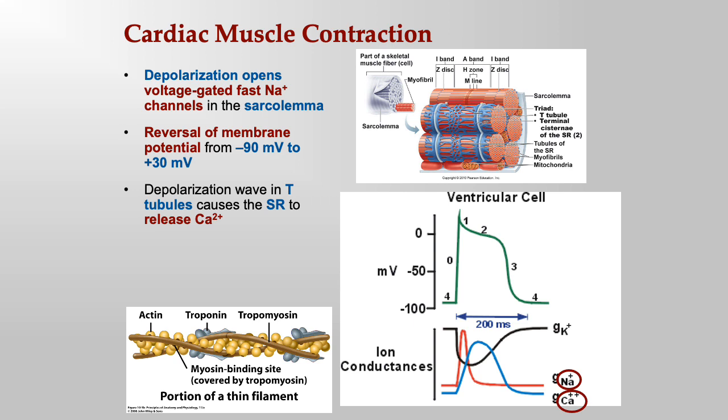Depolarization wave in the T tubules causes the sarcoplasmic reticulum to release calcium. So just like in skeletal muscle, as the action potential travels down the T tubules into the sarcoplasmic reticulum, it causes it to release calcium. All right. The EC coupling occurs as calcium binds to troponin and the sliding of the filaments begins. This is just like skeletal muscle.